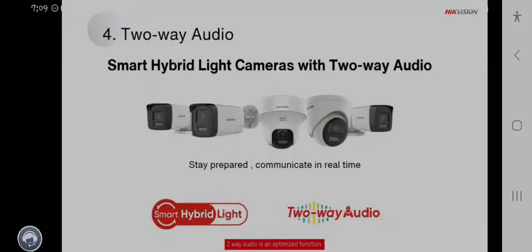Two-way audio is an optimized function newly added to the Turbo HD system, which has high demand in the Turbo HD market. Now Hikvision provides smart hybrid light Turbo HD cameras with two-way audio, giving the opportunity to communicate in real time, which has wide application in many different scenarios.